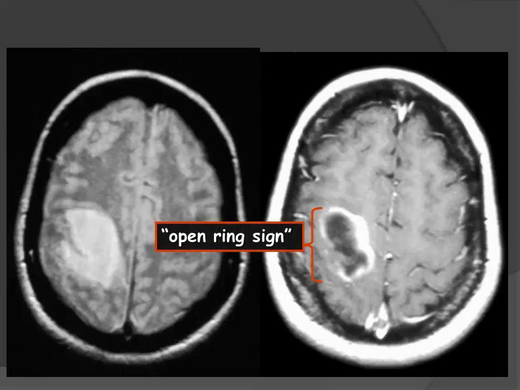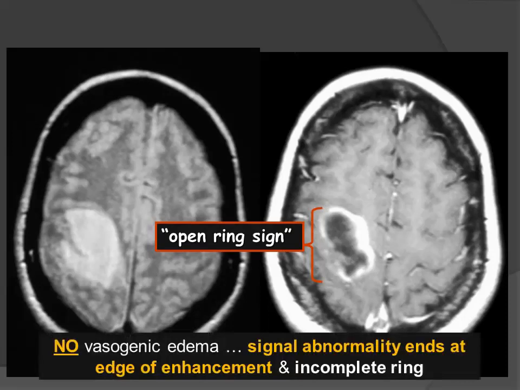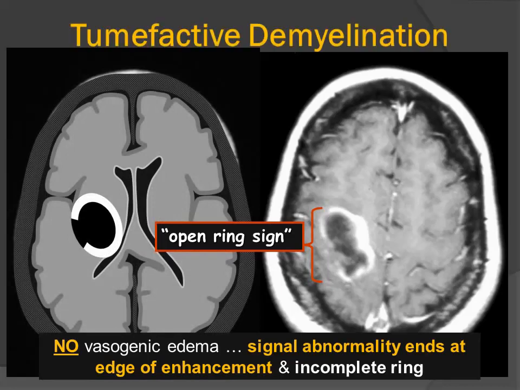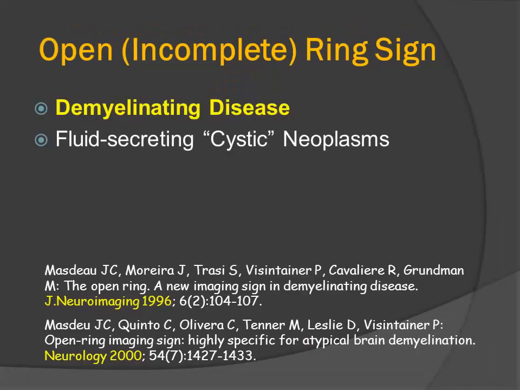The last thing we want to discuss are tumefactive demyelinating lesions, which characteristically have the open ring sign or a partial rim of contrast enhancement, and classically they are not surrounded by vasogenic edema. The signal abnormality on FLAIR or proton density weighted imaging ends at the edge of the contrast enhancement. So these are the characteristics we look for in tumefactive demyelination. The open or incomplete ring sign was described in 1996 and in 2000 and is very suggestive for demyelinating disease, but may also be present in some fluid-secreting or cystic neoplasms.